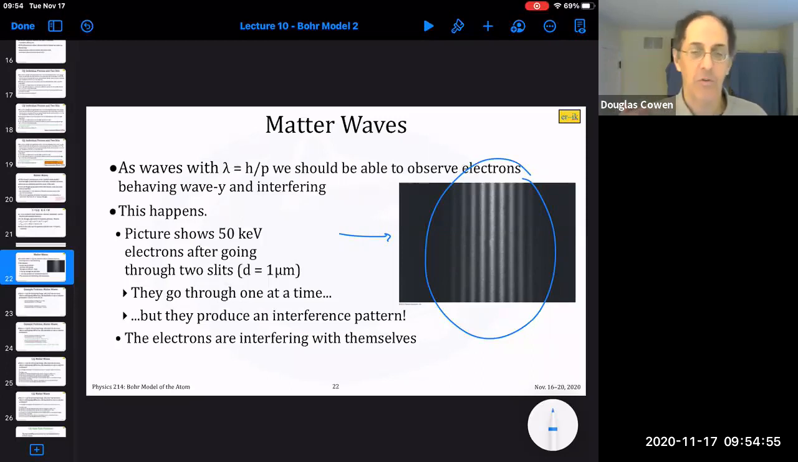It's difficult to say this in words because we don't really have words that are designed to explain these kinds of phenomena. But that's what we observe. We observe that they behave like particles sometimes and waves other times. Same particle.